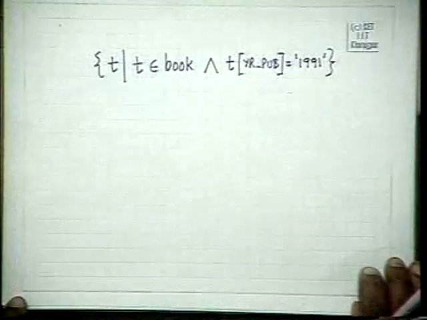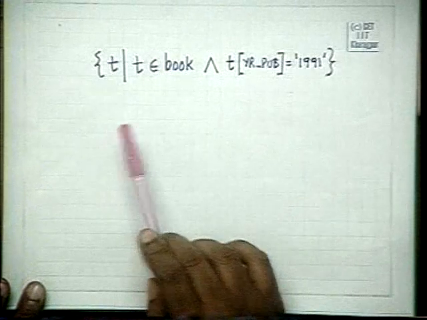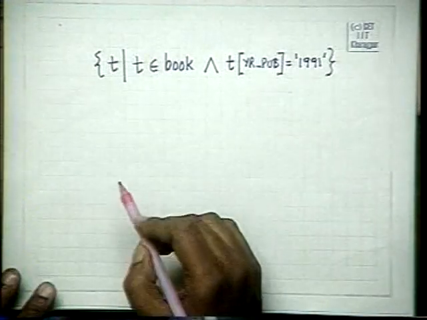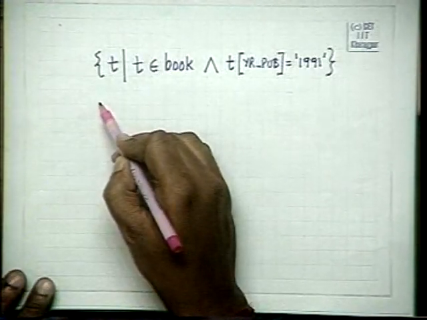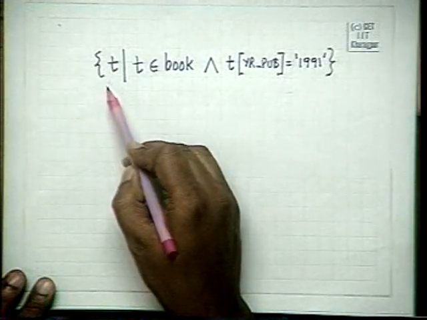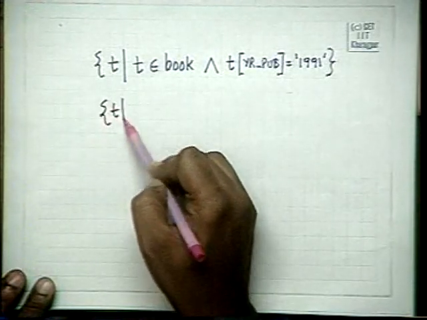So using these, again we will see several examples on using tuple relational calculus, and some of them will be similar to the examples which we did in relational algebra. A tuple relational calculus expression will look like this, or it may look like this.